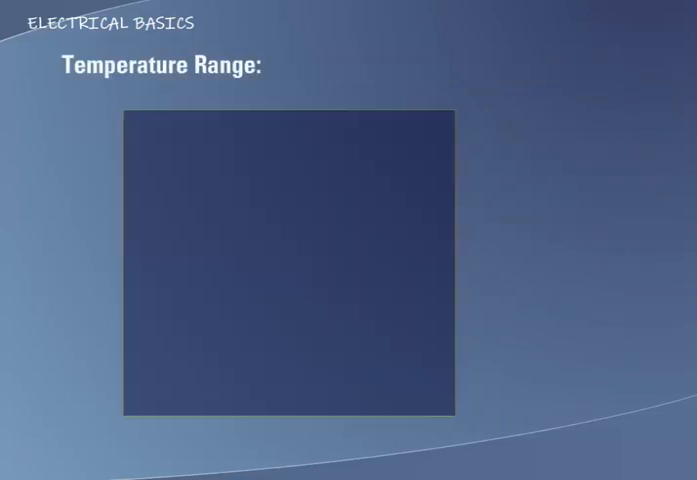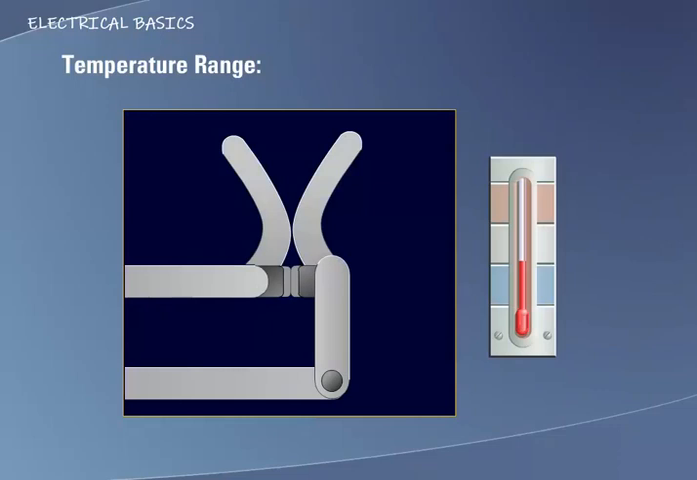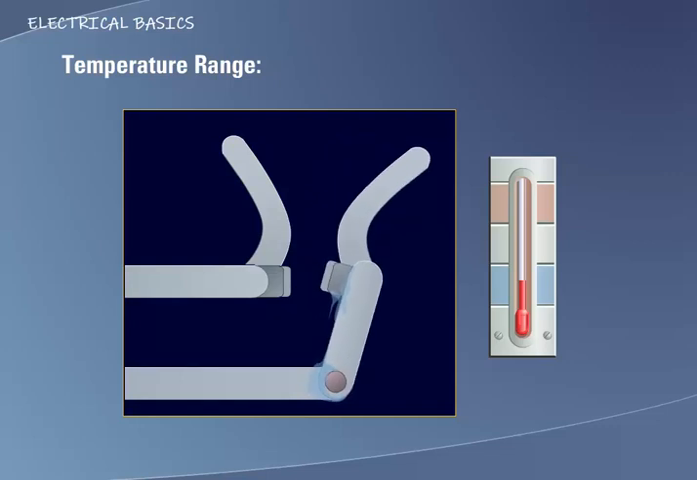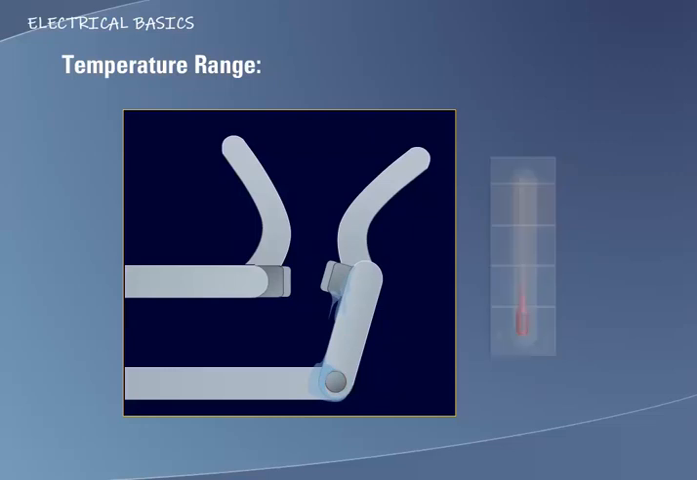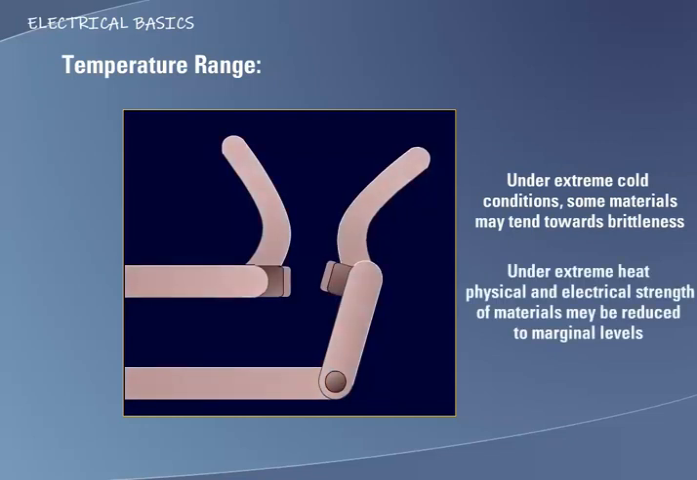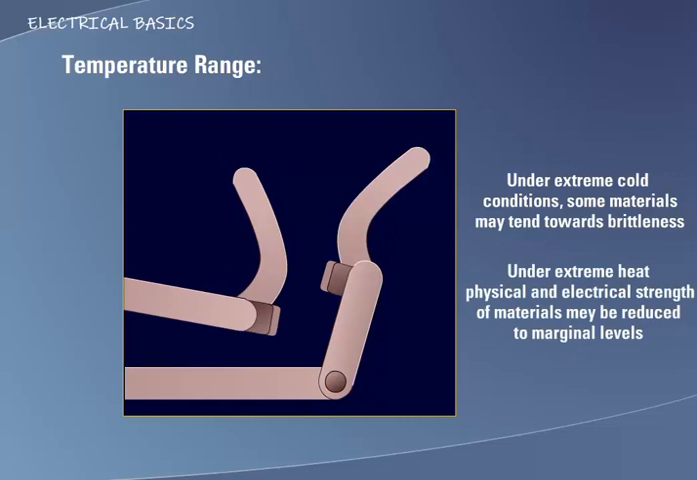Temperature range. Temperature affects circuit breaker operation in that below a specific temperature, mechanism operation will not be reliable due to possible freezing of condensation inside the circuit breaker, freezing of lubricants, and/or mechanical interference effects caused by changes in the physical dimensions of the components. Also, physical properties of materials may change. With extreme cold, some materials might tend toward brittleness. Under increased heat, physical or electrical strength of some materials may be reduced to marginal levels. Some materials can begin to melt, and the useful life of insulation can be seriously reduced. The application engineer selecting the circuit breaker should take each of these factors into consideration.